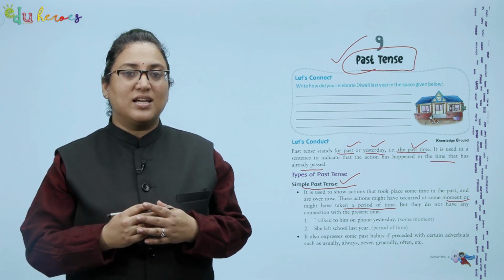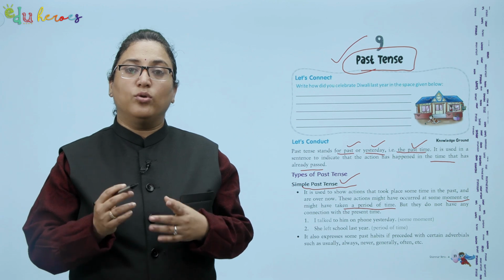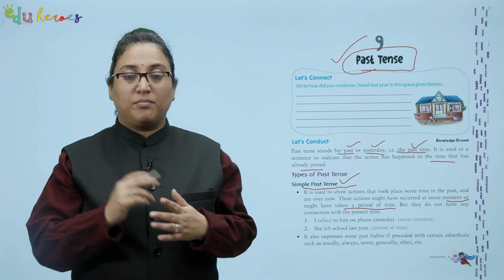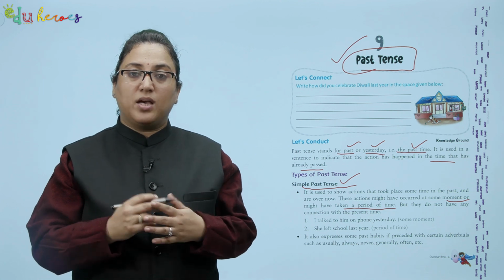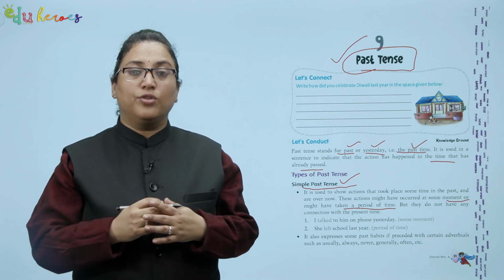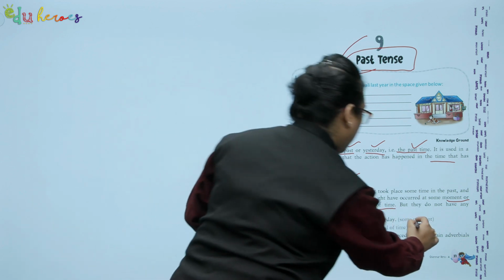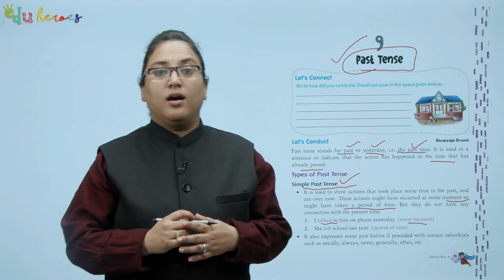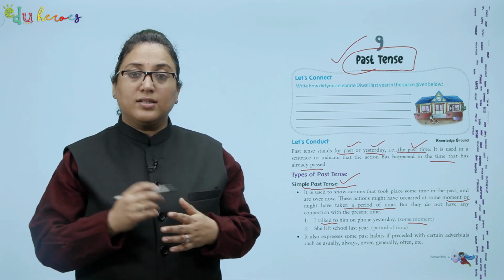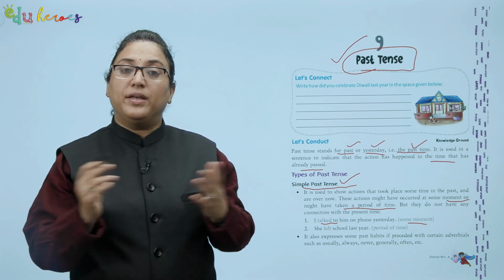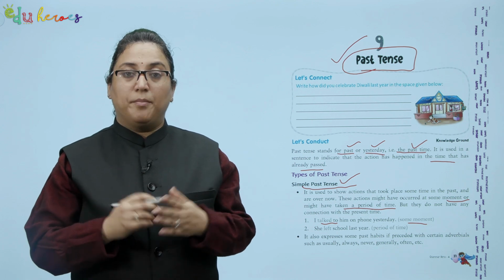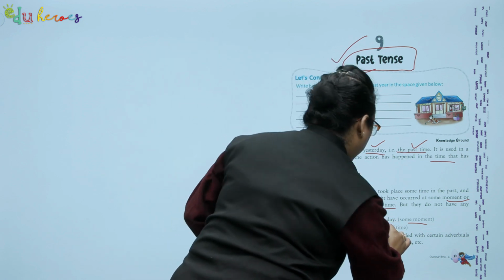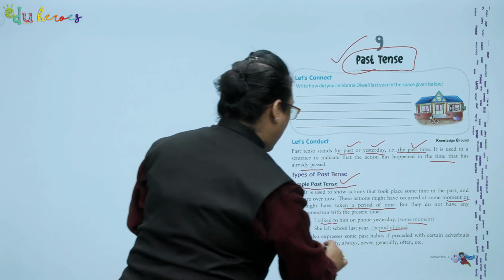Let's read the examples. I talked to him on phone yesterday. So it's talking about some particular moment, maybe at 5 p.m. or 6 p.m. you talked on phone. So here we are talking about a particular moment. She left school last year. It's talking about a period of time, a duration. But the action here is left. Period of time which is telling us that it's past and left.